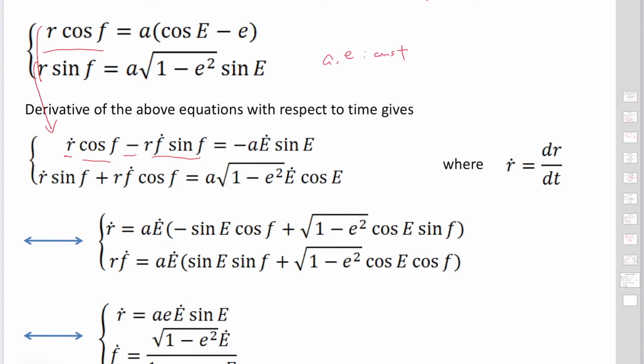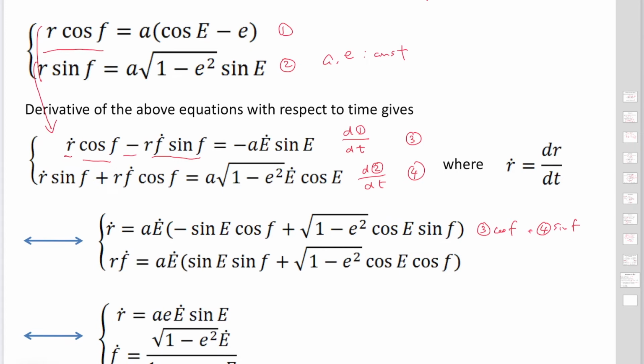For the first term, this is the derivative of the first equation with respect to time. If you say that this is equation 2, then the second equation is the derivative of equation 2. So this becomes equation 3 and equation 4. If you multiply equation 3 times cosine f plus equation 4 times sine f, then the f dot term cancels out to become this equation.